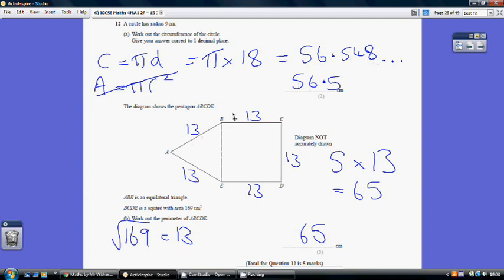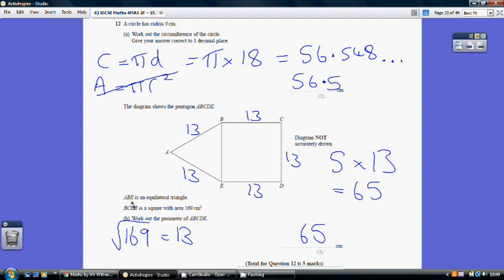Now for part B, we've got to work out the perimeter of this shape, so that's the length all the way around the outside. Now we're told the area of the square is 169. The area of a square we get by doing base times height, so a number times itself has to be 169. So these 2 lengths must be the square root of 169, which is 13, because 13 times 13 gives us an area of 169. So we know these lengths around the square are all 13.